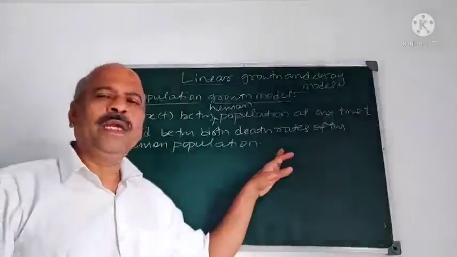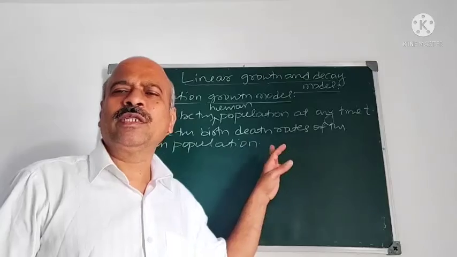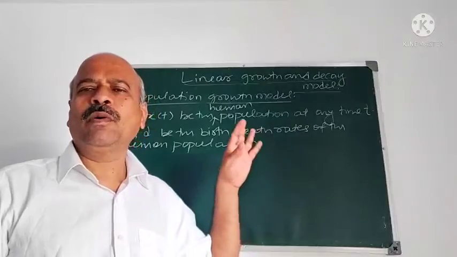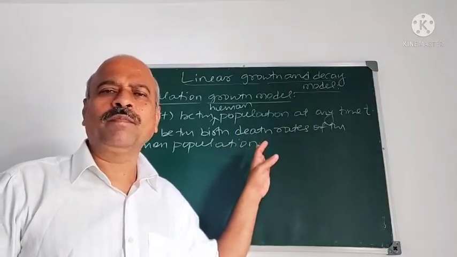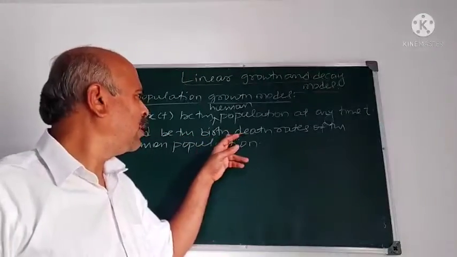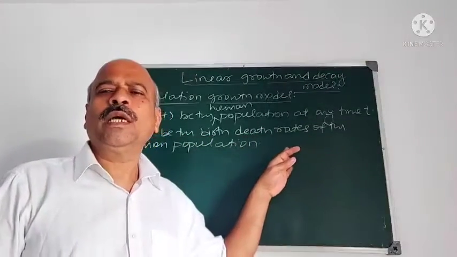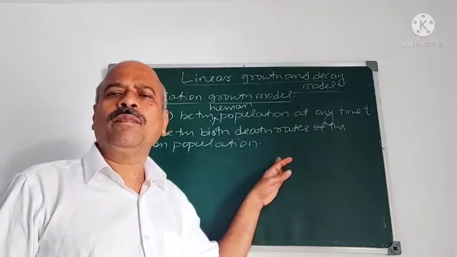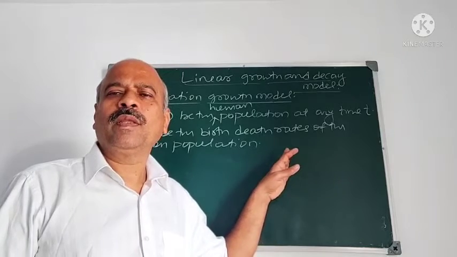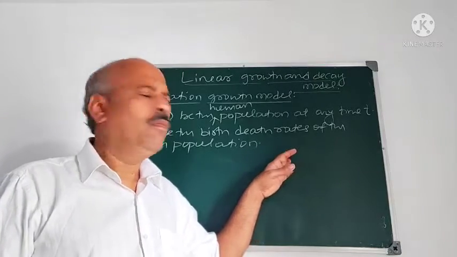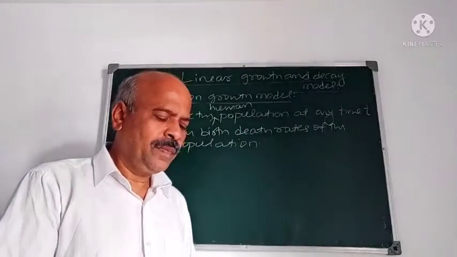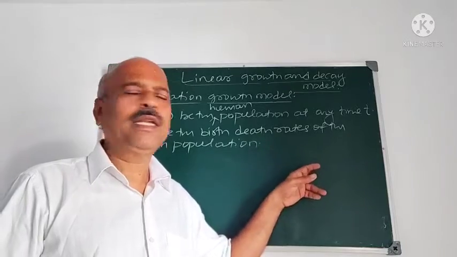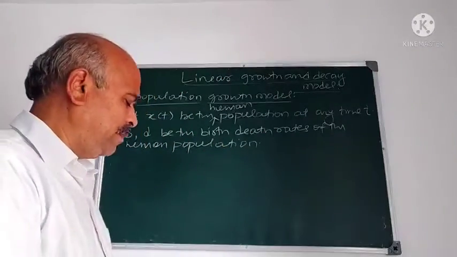Unit time may be 1 month, 2 months, 6 months or 1 year. Birth rate may be calculated per month or per half year, per year and so on. If b is the birth rate per 6 months, it means the number of births per individual in 6 months. Similarly, for death rate.